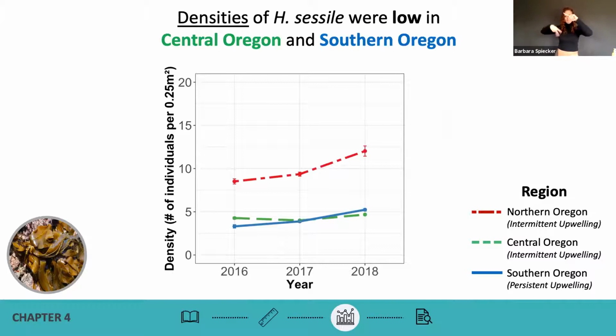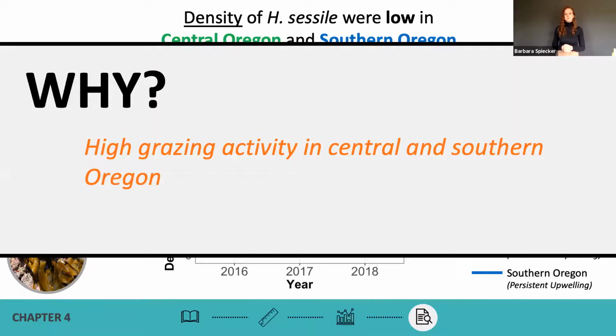So looking at the biological response of density, Northern Oregon had a high density, whereas Central and Southern Oregon had low densities that were quite similar to each other. There was not much difference between those two regions. So why these differences?